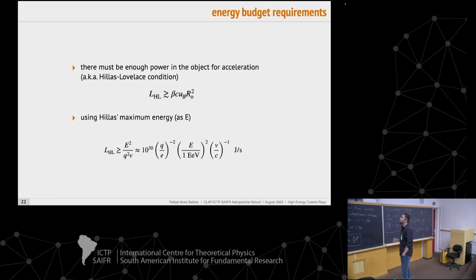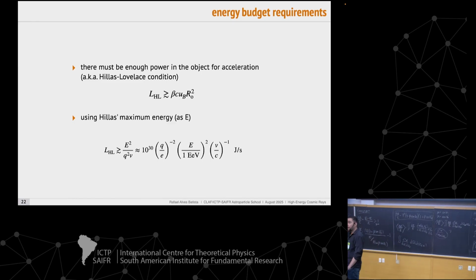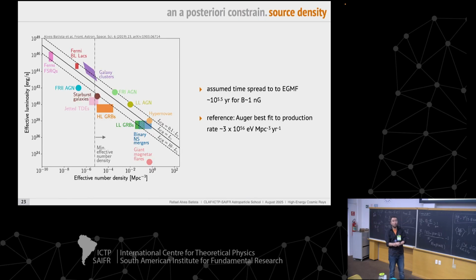And those three things that I mentioned so far, the geometrical constraint, this energy budget requirement, and the net energy gain, in which the energy gain due to the acceleration has to exceed the energy losses due to interactions, those are what I call the basic, the real physical fundamental requirements.